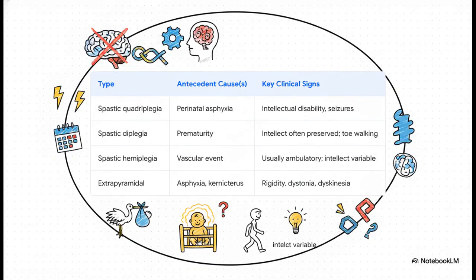This table is fantastic for breaking down the main types of CP. For your exams, you really want to focus on the causes. Notice that classic association, spastic quadriplegia, which is the most severe form, is often linked to perinatal asphyxia. Meanwhile, spastic diplegia is the classic hallmark of prematurity. Remembering these associations is key for those clinical vignettes.